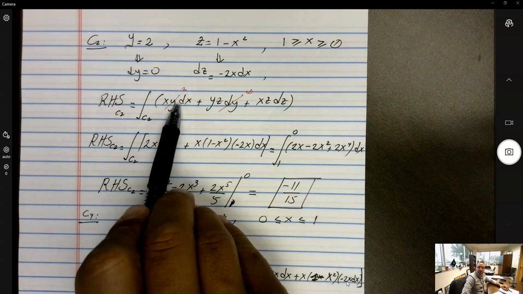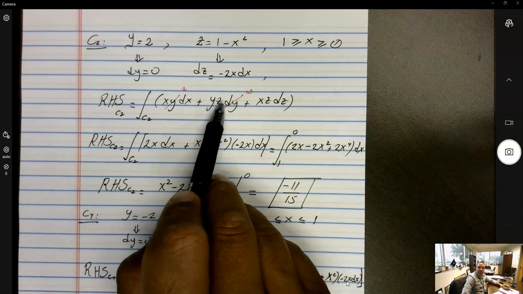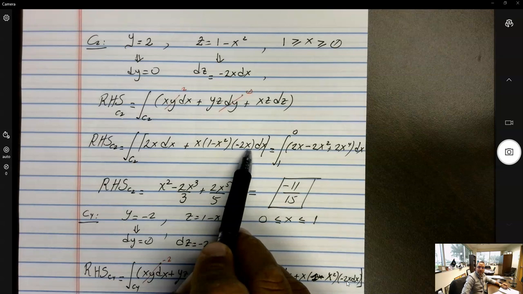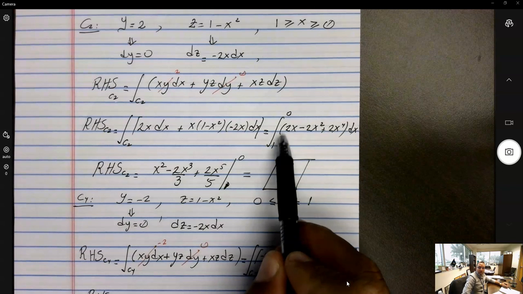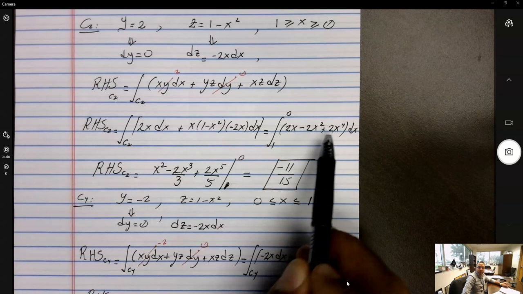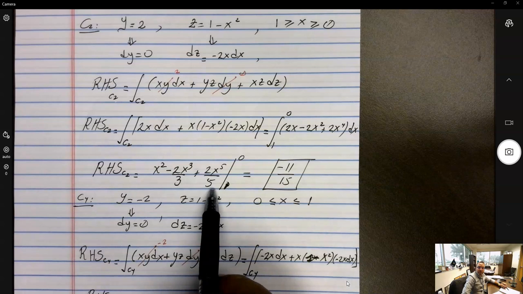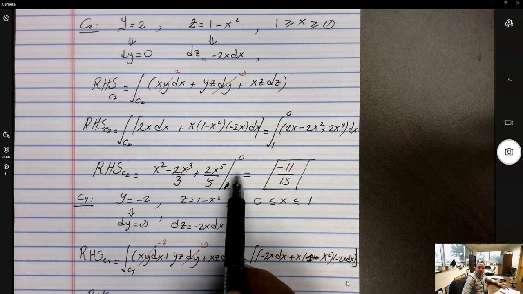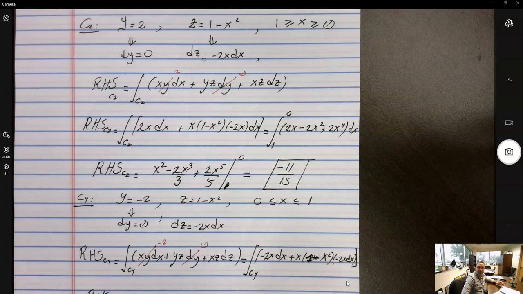So basically when y is equal to 2, dy is equal to 0, and then z will be 1 minus x squared, and dz will be minus 2x dx, and that will turn out to be an integral in the x direction from 1 to 0 of 2x minus 2x squared plus 2x to the 4th. That integral will just simply be x squared minus 2x cubed over 3 plus 2x to the 5 over 5, which if we evaluate from 0 to 1, all the contributions at 0 will go to 0, and it will just simply be evaluating this at x equal 1, which is minus 11/15.